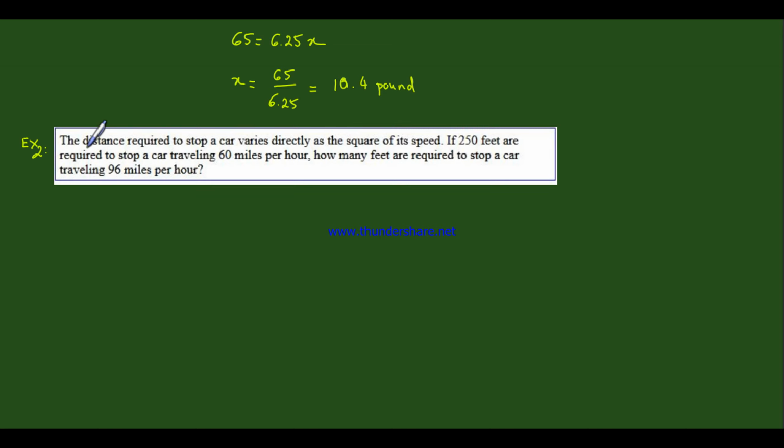Alright, so again we're gonna use the same strategy. We're gonna determine the quantities. The distance required to stop a car varies directly as the square of the speed. So the first quantity must be distance.